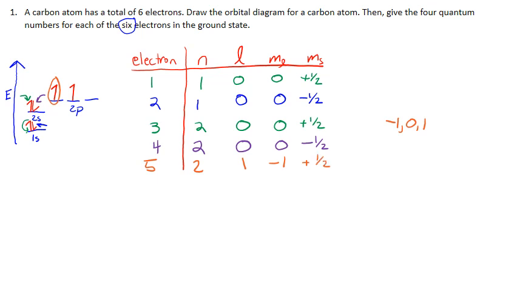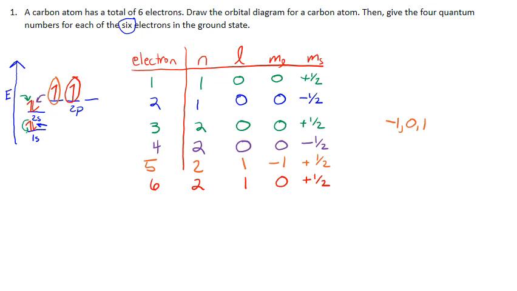And last, but not least, this final electron, electron 6, is at the n = 2 level. It's in a p orbital, so l is 1. Now, it can't have an m sub l of -1 because it's not in the same orbital as electron number 5. So we're going to give it a value of 0. And then the spin, since it's up, is +1/2.